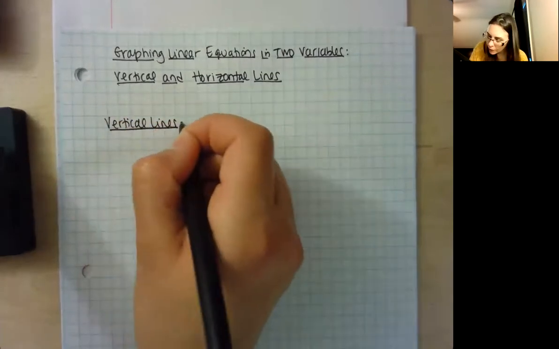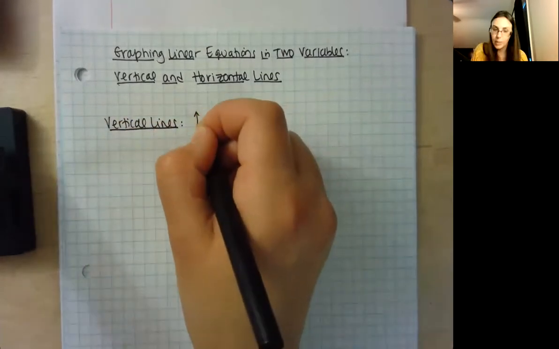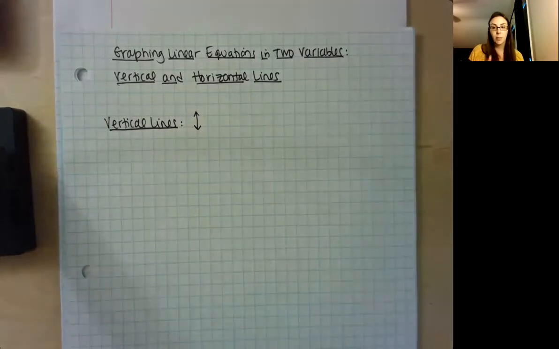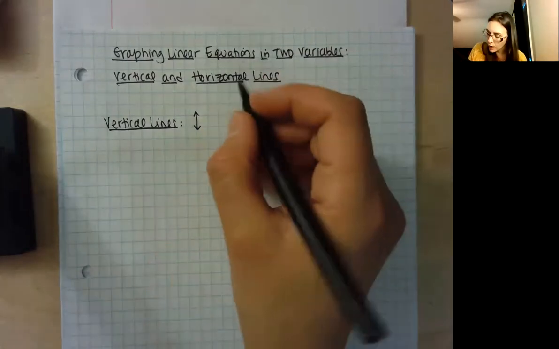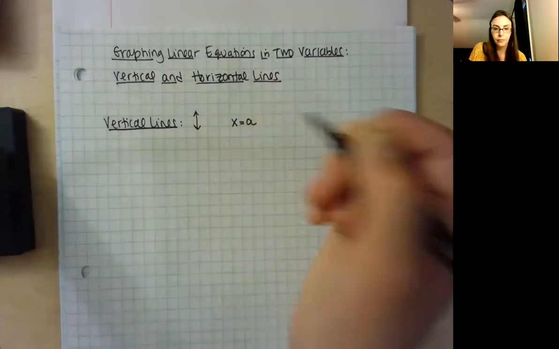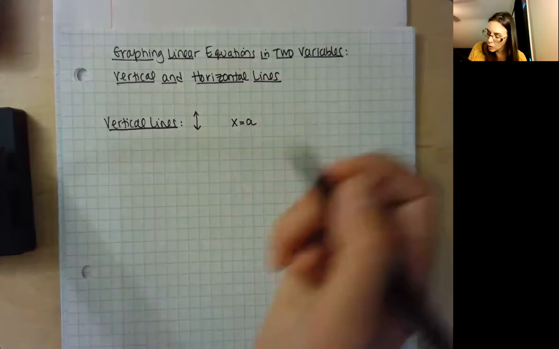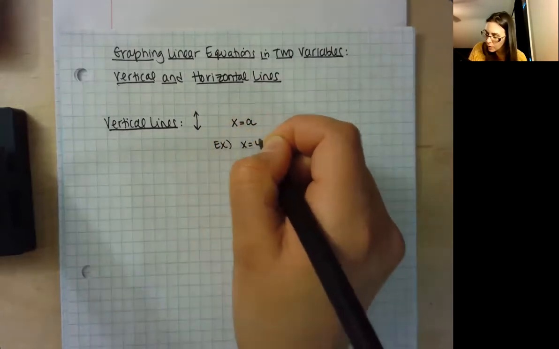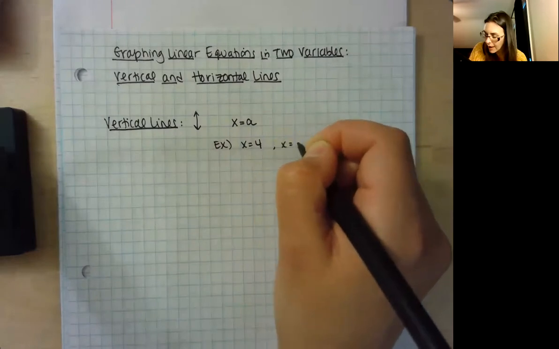So first of all, a vertical line is a line that goes straight up and down. So instead of your graph being slanted or tilted like we're used to seeing, it's going to be perfectly straight up and down. And that happens in a very specific case. It happens when your equation looks like x equals a number. Okay? So for example, something like x equals 4 or x equals -1/2.